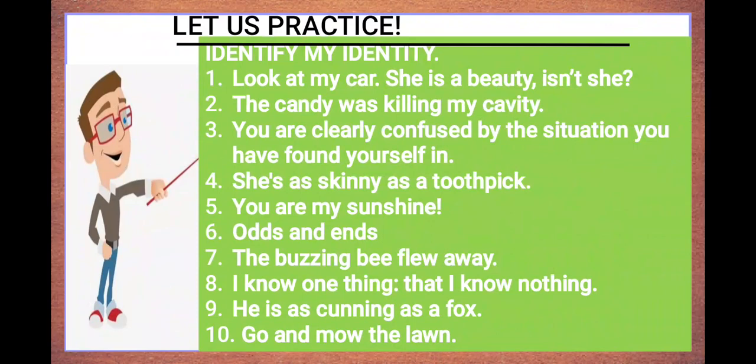Odds and ends. The buzzing bee flew away. I know one thing, that I know nothing. He is as cunning as a fox. Go and mow the lawn.